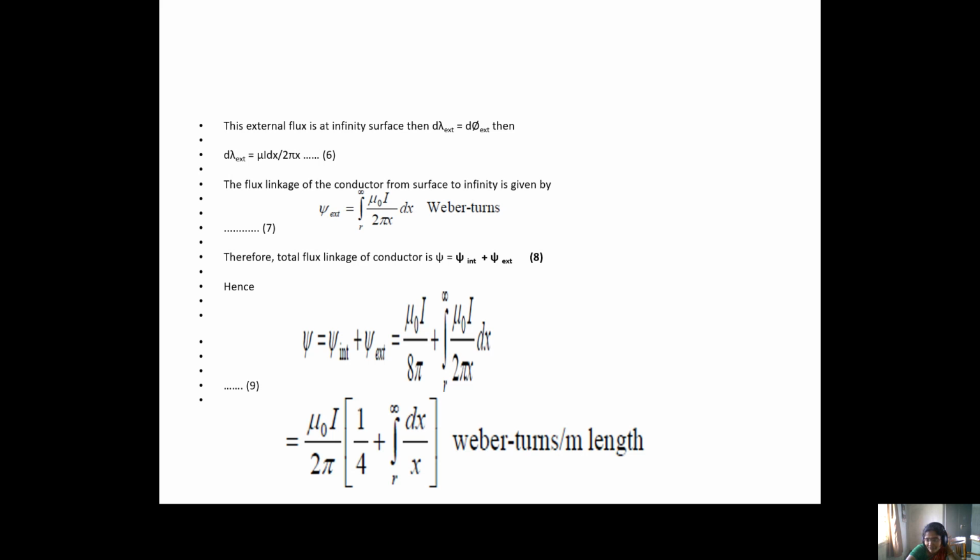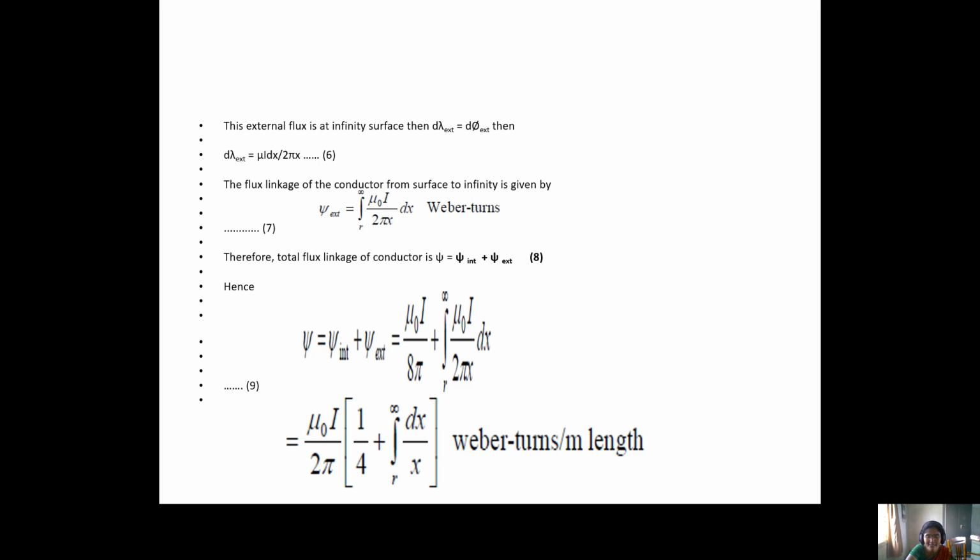So you get dφ external equal to μI dx by 2πx. Here see the flux linkages of the conductor from the surface to infinity. From the surface to infinity you calculate φ external, from r to infinity. The earlier one, up to some particular radius r, is nothing but the internal flux linkages, but the external flux linkages go to infinity. So φ external is equal to the integral from r to infinity of μ₀I by 2πx dx Weber-turns per meter. This is the external flux linkages.